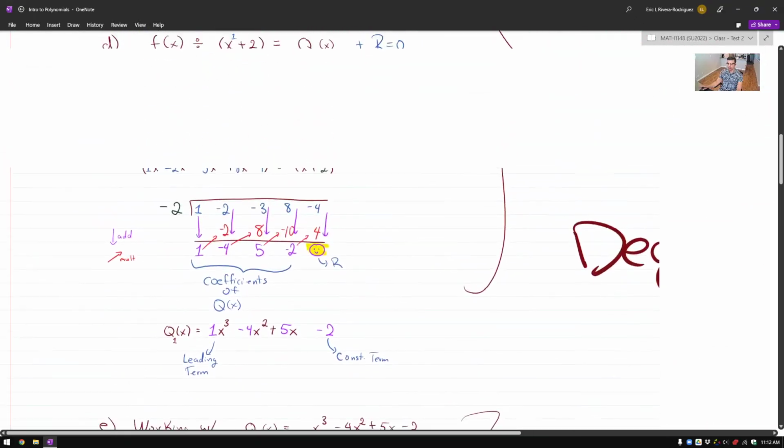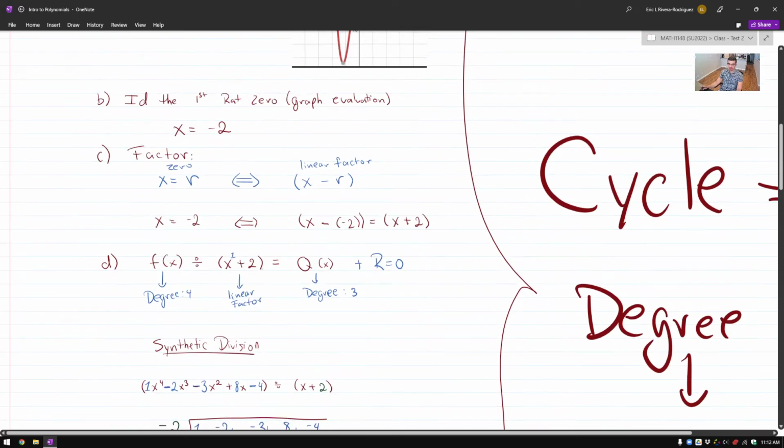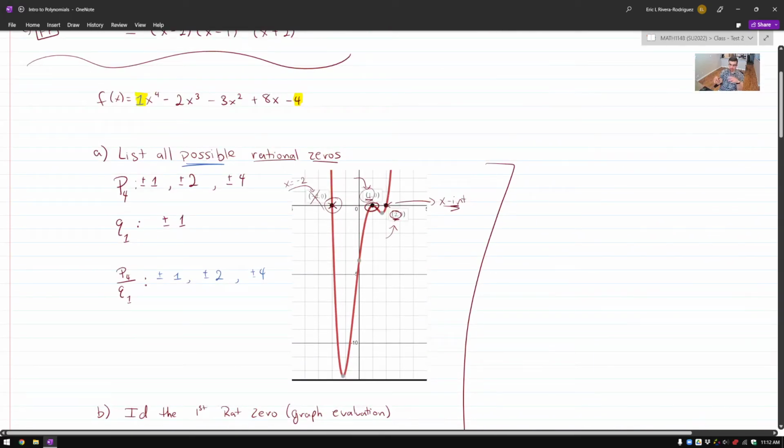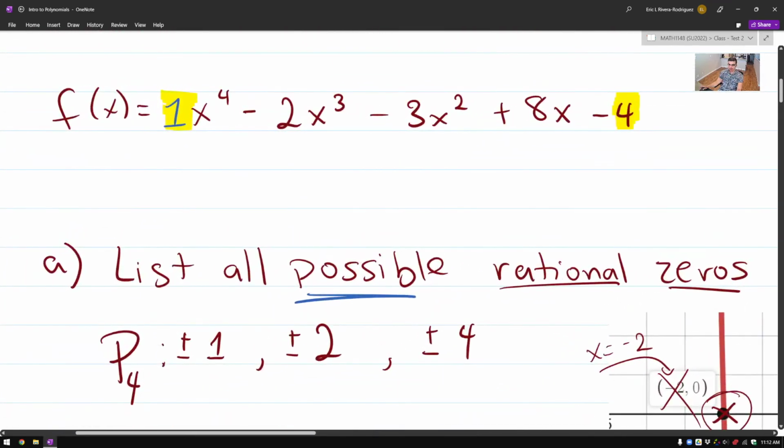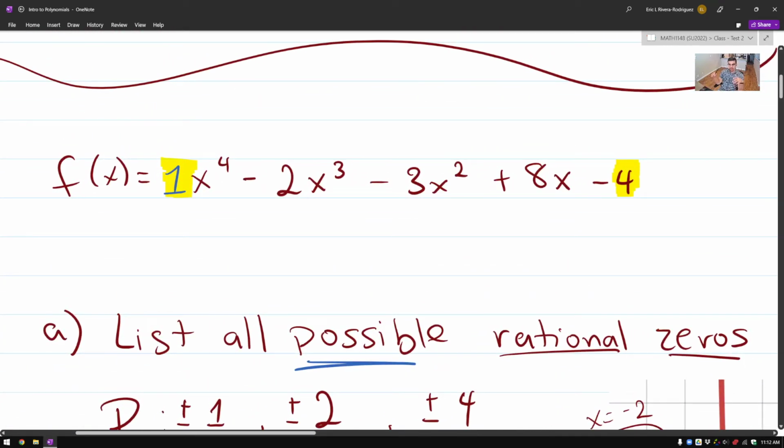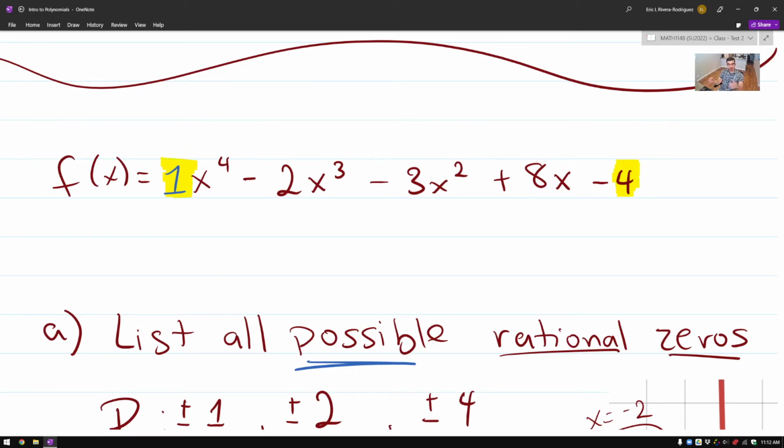How do we know that we need to stop now, that we have found all the zeros of the initial polynomial? This polynomial is the one that we are working with. We need to find all the zeros to then get the factor form of that polynomial. Its degree is 4, so it has a maximum of 4 zeros. This one in particular has 4 rational zeros.